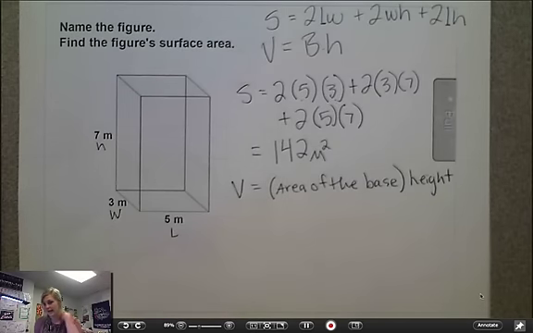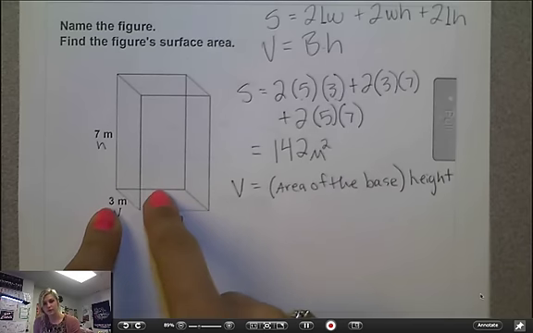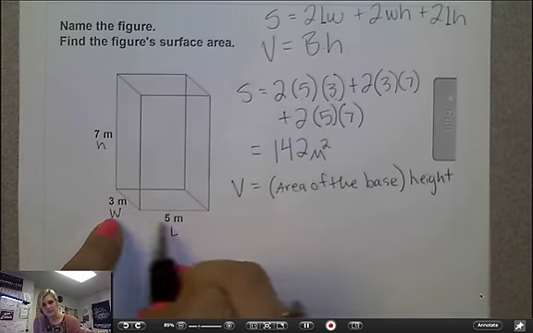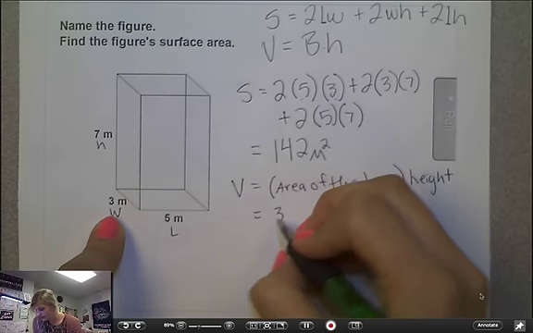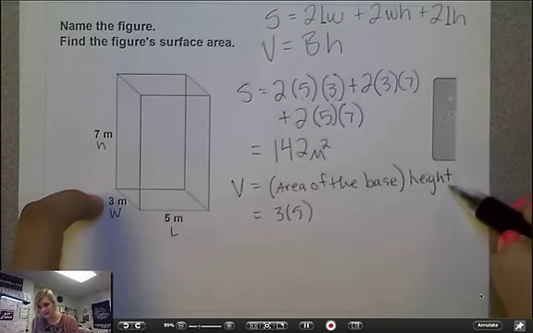Okay, so let's look at what the base is down here. So this base is a rectangle. We know how to find the area of a rectangle. It's just length times width. So what is the length times the width here? I'm going to actually write that out. So it's 3 times 5. And then I'm also going to multiply this whole thing by the height. And the height is 7.